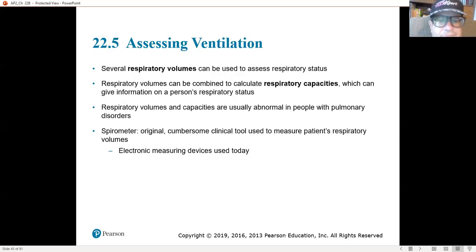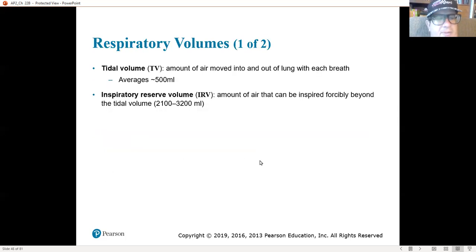All right. So respiratory volumes can be used to assess respiratory status. We can combine volumes to calculate respiratory capacities and give information on a person's respiratory status. Volumes and capacities are usually abnormal in people with pulmonary disorders. Spirometer, that's where you breathe into the thing. It tells you how much air you can move. They were the original tools used to measure patients' respiratory volumes. Now we tend to use electronic means.